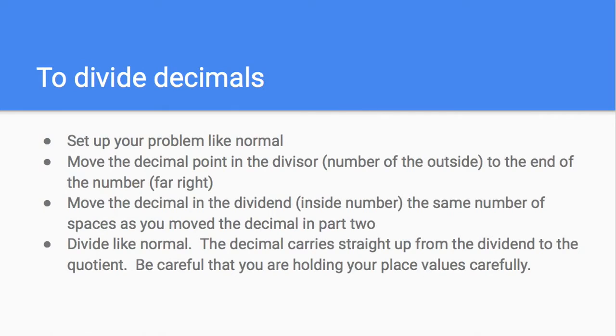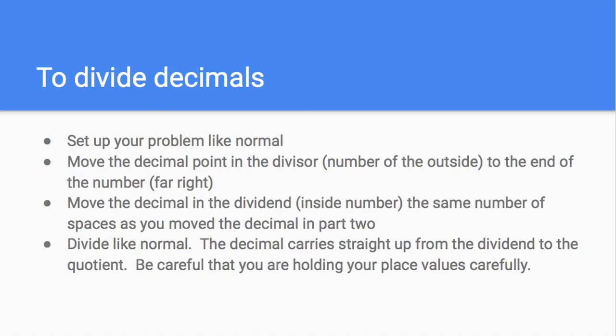Now, if you want to divide decimals, you're going to set up your problem like normal. So you're going to make, I don't know what it's called, the house. I call it the division bracket. So you're going to put your top number inside, the bottom number goes on the outside. So numerator goes inside, the denominator goes outside. Or your first number goes inside the bracket, the second number goes outside.